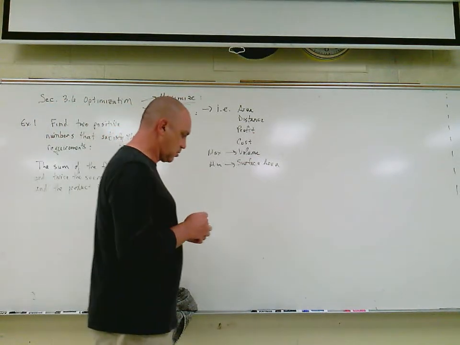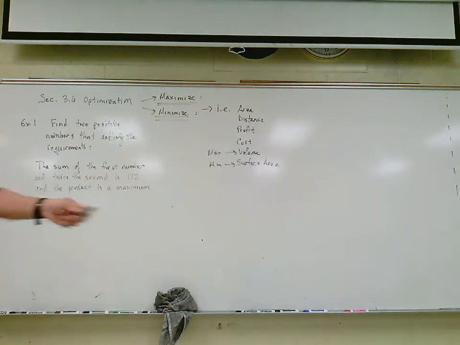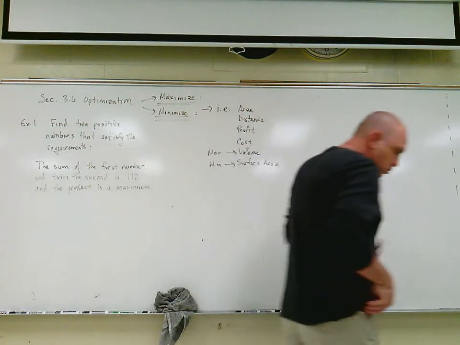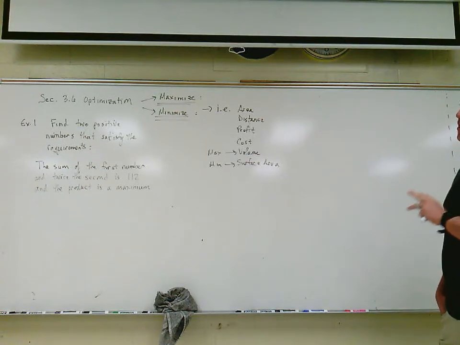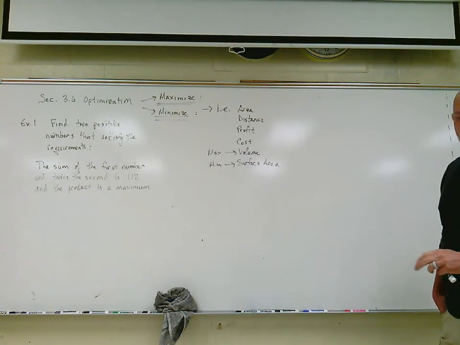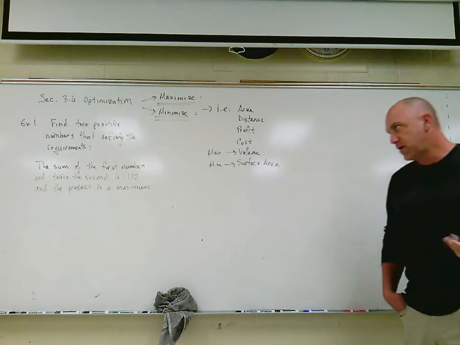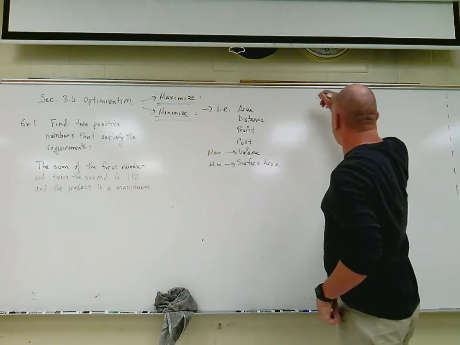Okay, so that's the first thing you're going to do. I've got a pretty generic problem, and then we're going to work one area and one distance problem for today, just to whet your appetite and get you going, and then we'll do more problems tomorrow. So, my first strategy. I've got example 1 on the board there. Find the two positive numbers that satisfy the requirements. The sum of the first number and twice the second is 112, and the product is a maximum. So, my strategy for optimizing.